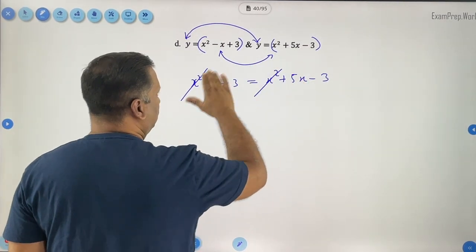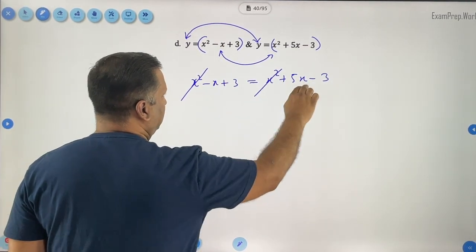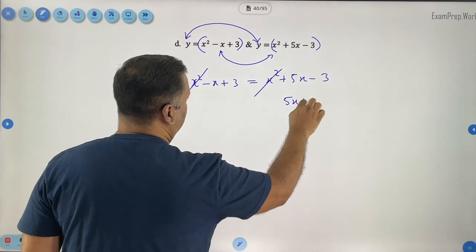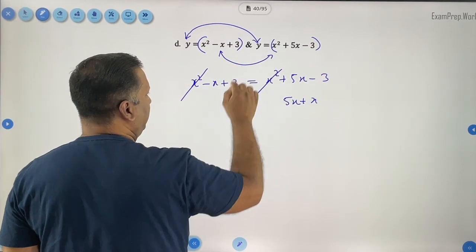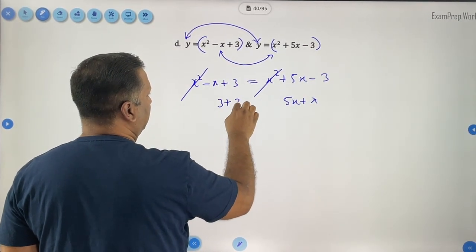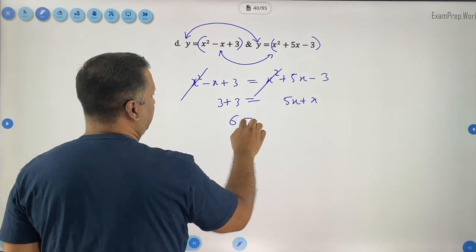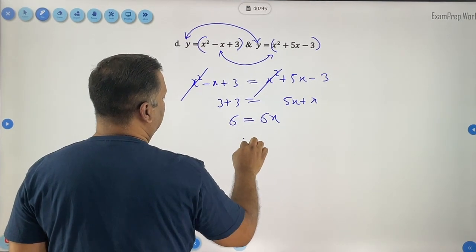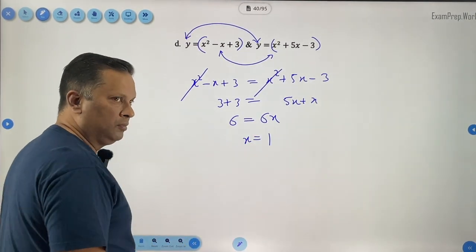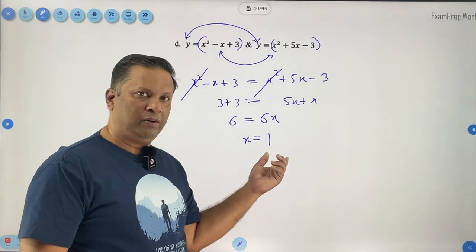Now get the x terms on one side. I will get this x here, so it will become 5x plus x, and I am getting this negative 3 over here, so it will become 3 plus 3. Okay, so it is 6x equals 6, that is 6 equals 6x. Therefore, x equals 1. So this is the x coordinate of the point of intersection.